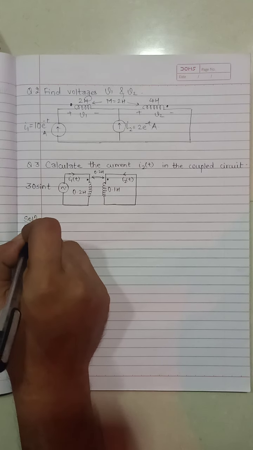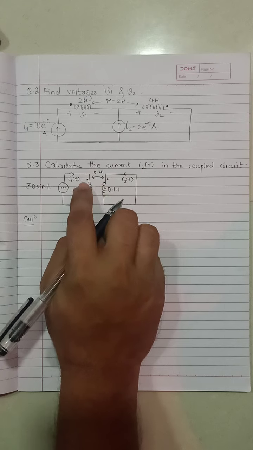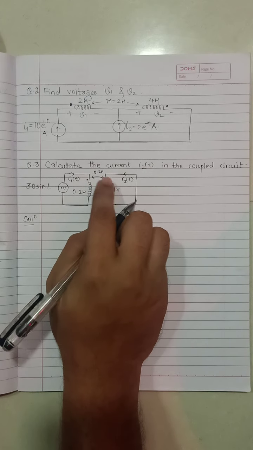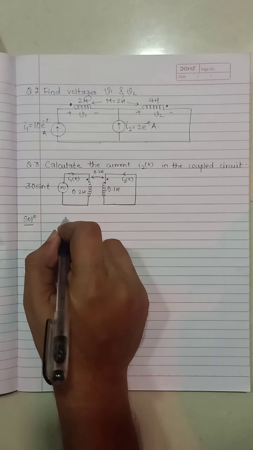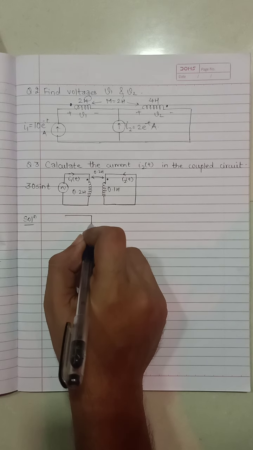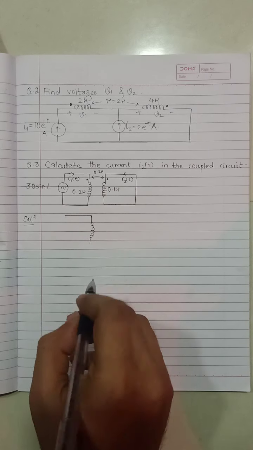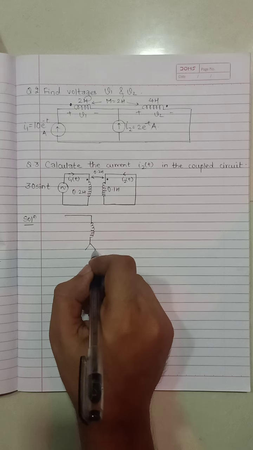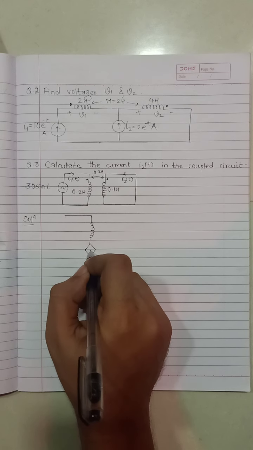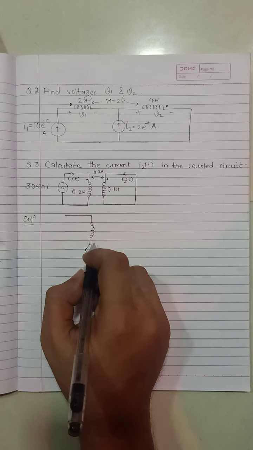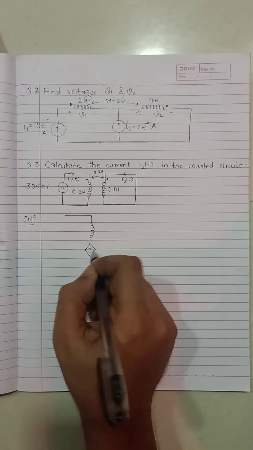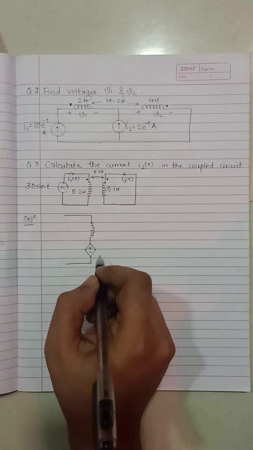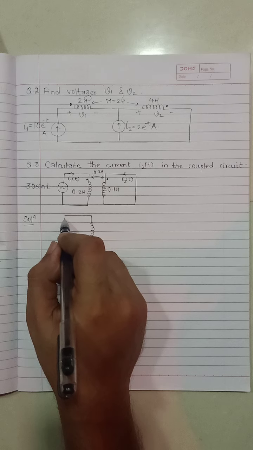Solution: since current is entering from both the dotted ends, we can draw the diagram with the mutual voltage or mutual induced EMF, positive, negative, since both are entering from the same end.